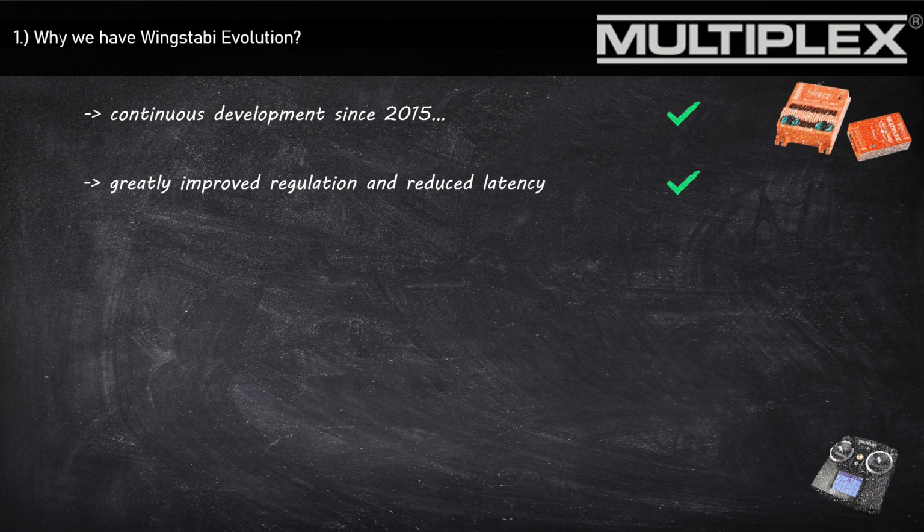We also have a greatly improved regulation and a reduced latency. If you were asking yourself what latency is, I will explain it to you. Latency is the time your system, that means the Wingstabi, needs to convert the input signals from your transmitter and also the information of the orientation into the output signals for your servo.